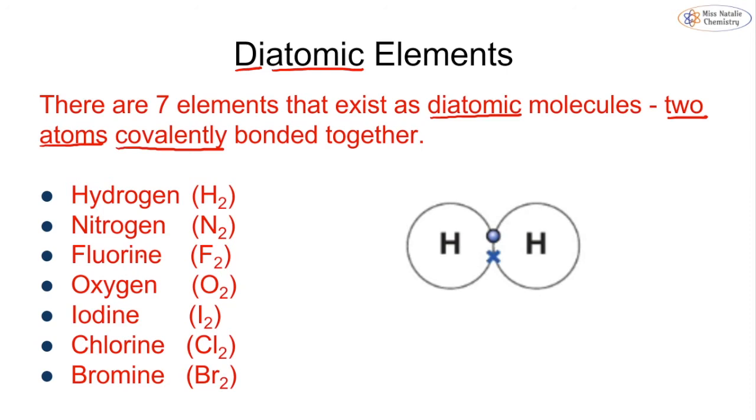And the 7 elements are hydrogen, which is in group 1, so it has that one outer electron, like we can see in the diagram. Nitrogen, which is in group 5, and that forms what is known as a triple bond, which means that we share 3 pairs of electrons.